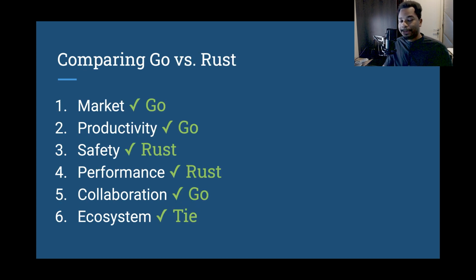So when it comes to comparing Go and Rust, it's not really a clear-cut picture. For example, when it comes to the market, if you want to get a job, use Go. If you want to be productive and get stuff done quickly, you should also use Go. But when it comes to safety, you should definitely choose Rust because it's going to force you to write your code in a safe way. When it comes to performance, if you absolutely want to squeeze the utmost performance, then Rust is going to be the way to go as well.